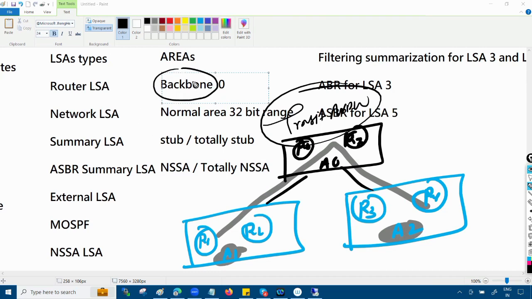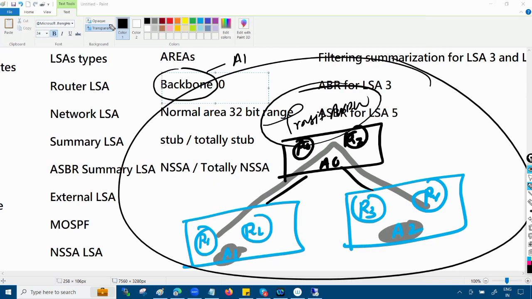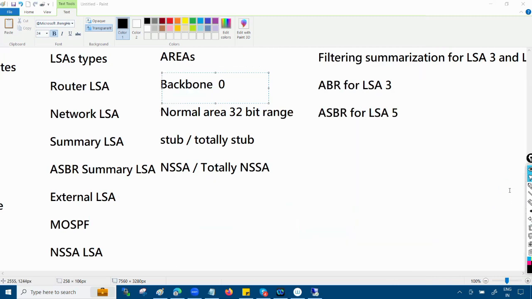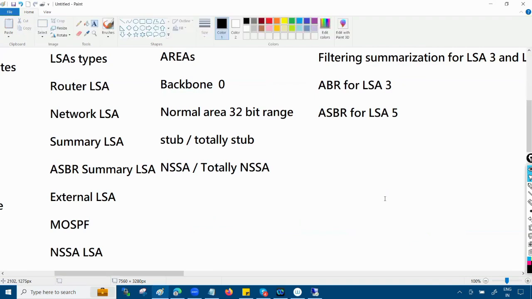The major problem of this guy is what? You cannot make another area a backbone area. I cannot say that area number 1 is a backbone area. I cannot say that area number 2 is a backbone area. And that creates the biggest scalability issues. Second problem, if you want to make your network more scalable, right, you need to manually configure this part.